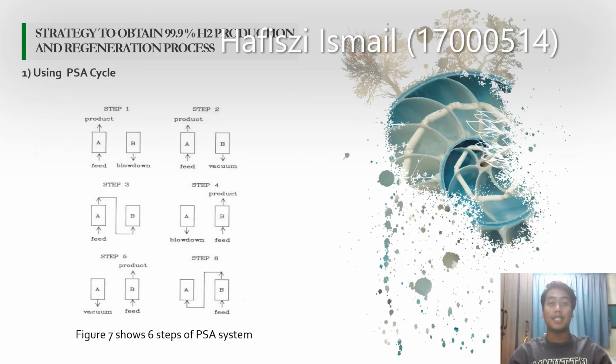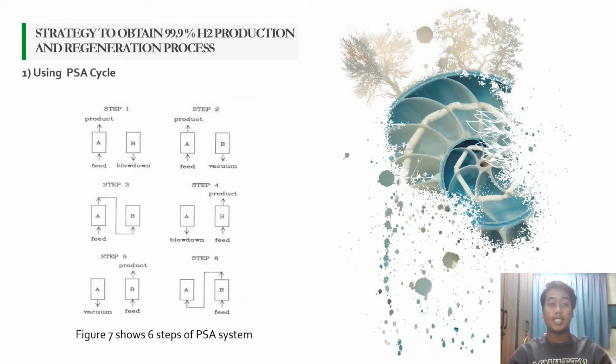Hi, my name is Hafiszi Ismail, and I'll continue the presentation with the strategy to obtain 99.9% of H2 production and the regeneration process. There are two methods that we use to obtain 99.9% of H2 production. The first method is by using a PSA cycle. As shown in figure 7, the PSA system consists of 6 steps.